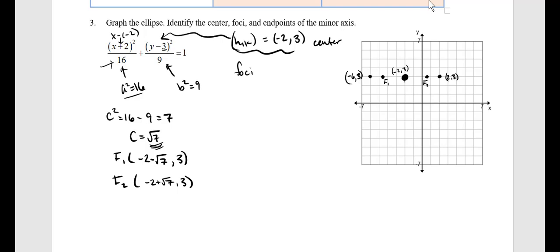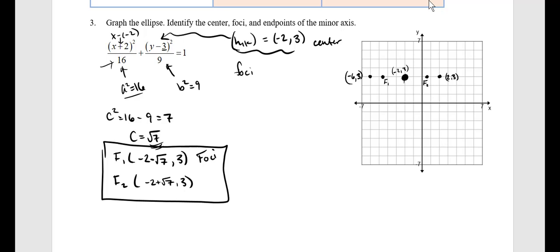Okay. So we have our foci. I won't even try to label these on my picture. I put the F1 and F2 and give their coordinates over here. That's good. I don't want to clutter up my picture too much. I guess we should label the endpoints of the minor axis. We've already found the vertices, the endpoints of the major axis. Those are 2, 3, and -6, 3. Let's figure it out for the minor axis, though.